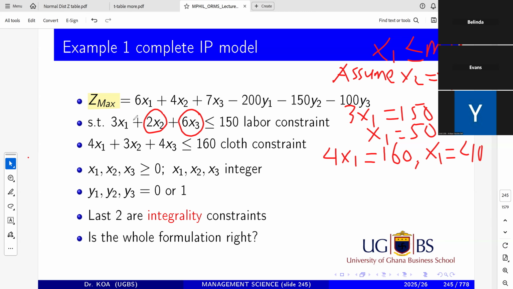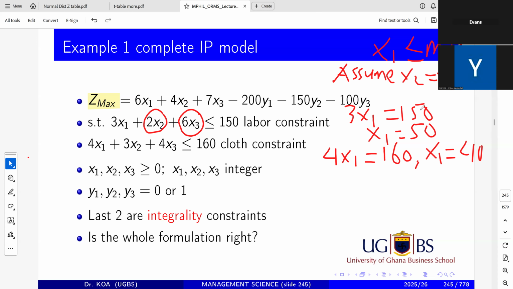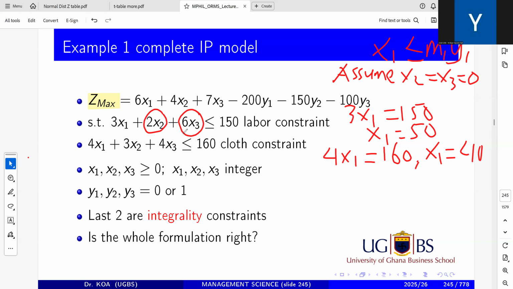For you to be able to get the right answer, you need to put the two of them, the 50 and the 40, into the constraint and see which one makes the constraint binding. Which one is feasible? It is feasible when it is equal to or less than. Let's start with the 50. You put the 50 here, you get 150, which is equal to the 150 here. So that's fine. But you put the 50 here, remember the others are 0, it will be 4 times 50, which is 200.